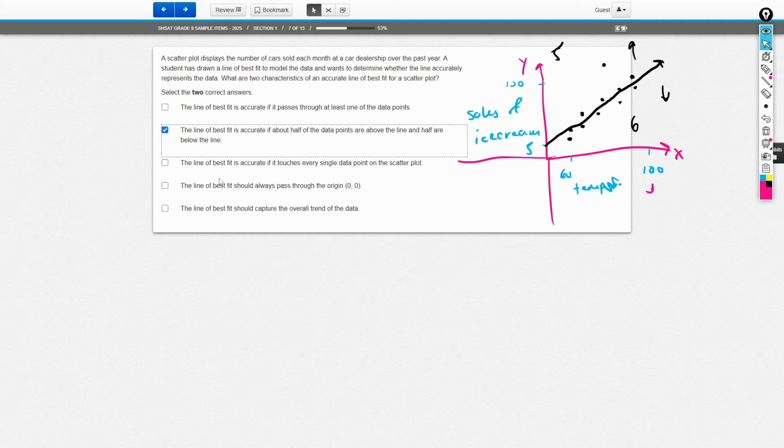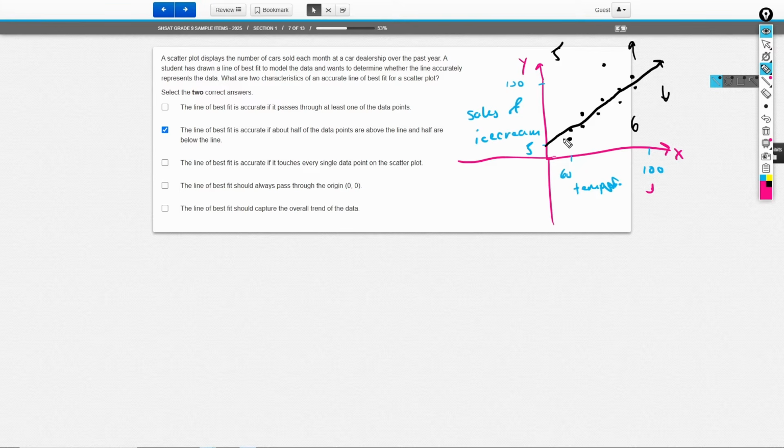That's a good way of testing whether or not the line passes close by the points. If the line is close to the points, that means you have an equal number of points above and below. Three, if the line of best fit is accurate if it touches every single point of data, that's false. A line of best fit, oftentimes, and we're talking about the 9th grade SHSAT, is going to be a linear line for you guys. It's going to be a straight line.